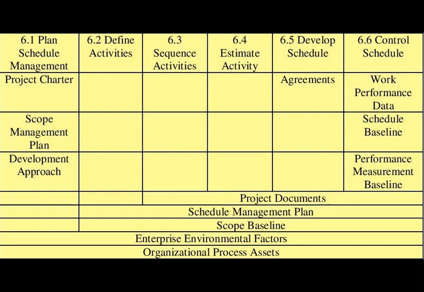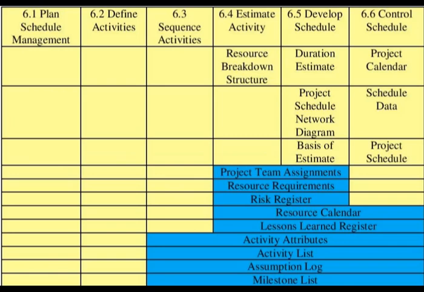Question 30. All of the following are inputs to the control quality process except: A. Approved change request, B. Business case, C. Work performance data, D. Deliverables. Question 31. All of the following are inputs to the control procurement process except: A. Seller's proposal, B. Approved change request, C. Procurement documentation, D. Work performance data.